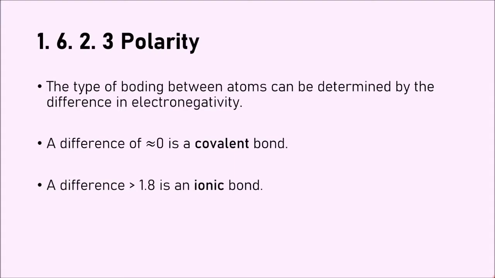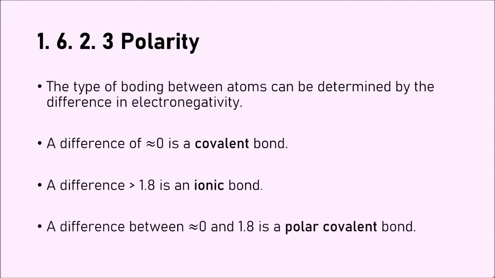And this is where the important part of this video comes in: a difference between around 0 and 1.8, so between these two values, that is a polar covalent bond. A polar covalent bond. Now you can see I've given you values here of 0, 1.8 and so on. As mentioned already, we don't need to know these values, we just need to know the trends. And basically, if the difference is very small, covalent. If the difference is very large, ionic. If the difference is between the two, then it's a polar covalent bond. That's all that you need to know.